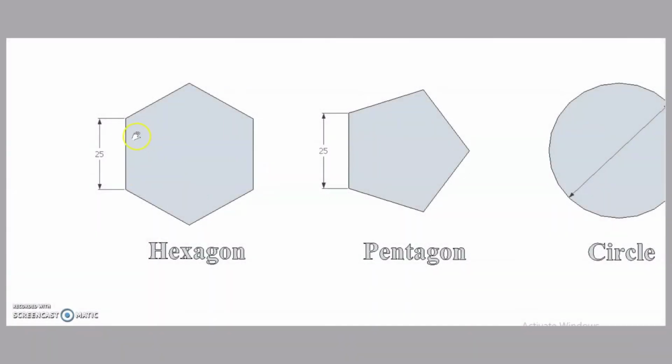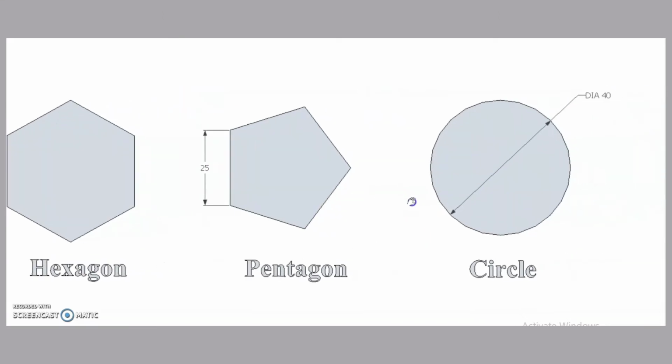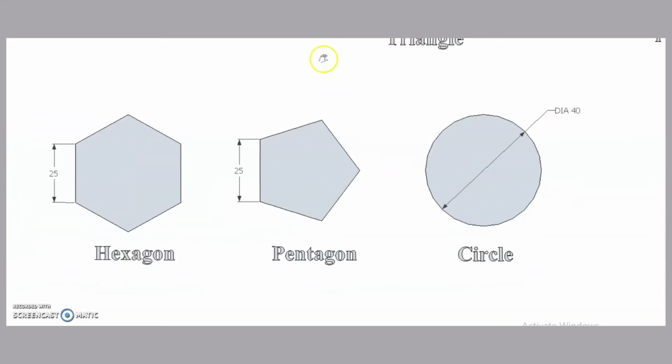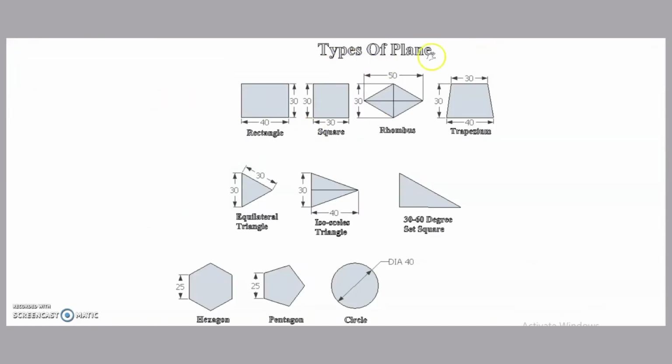Then next is a hexagon which has 6 sides, having side length of 25 millimeter. Pentagon, having 5 sides each of length 25 millimeter, and this is a circle. So we have to study all these different types of planes in our engineering drawing.